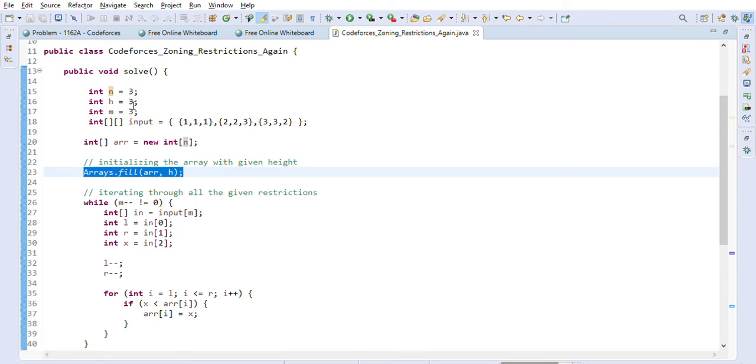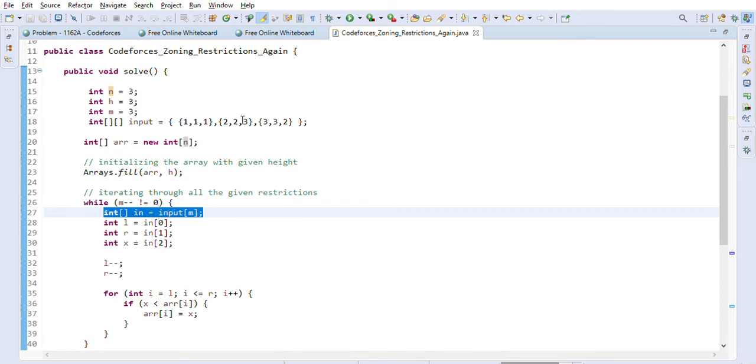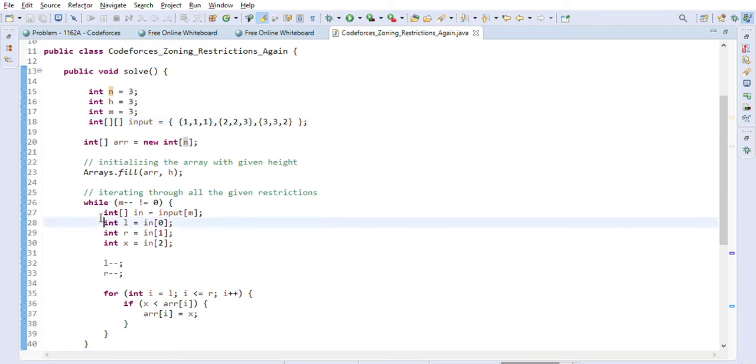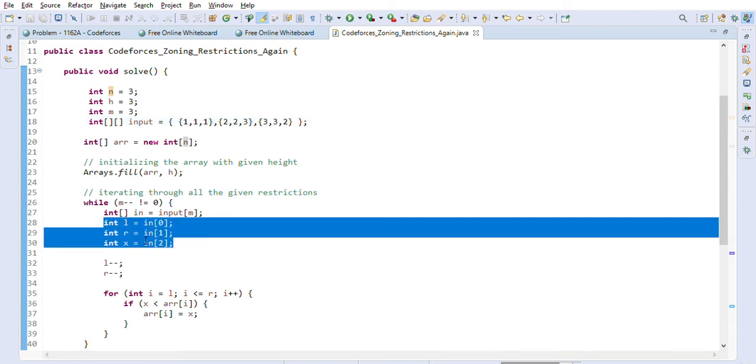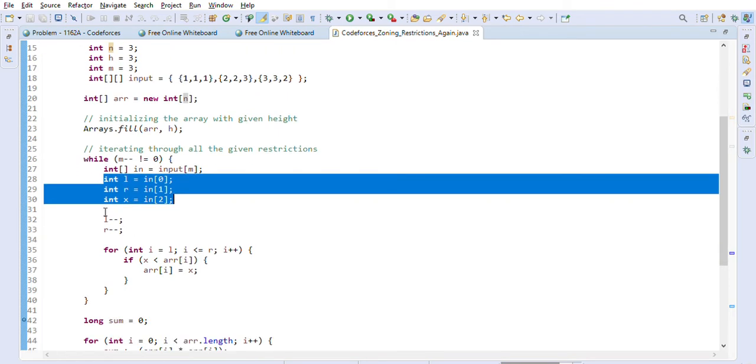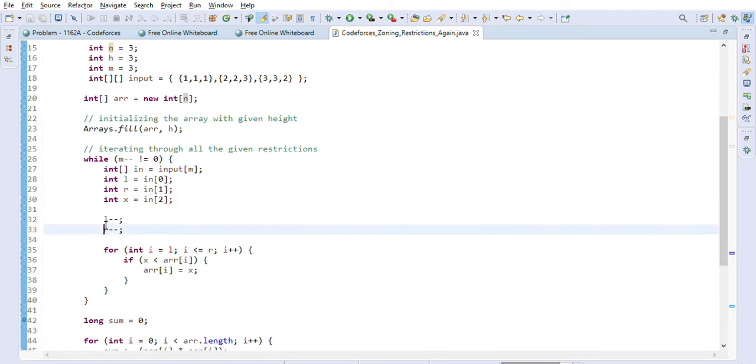After that, we will start iterating through all the zoning restrictions that are given to us. We will just do M minus minus until M is not equal to 0, which means we will take all three zoning restrictions. For example, we are going from backward, so first we will read this one, right? M is 3, so we will read 3 3 2, and then we will read the left, right and X values from the given input. And then we will just do L minus minus and R minus minus, right?